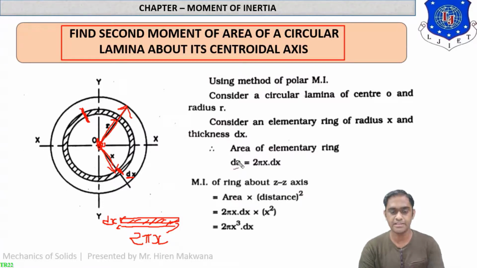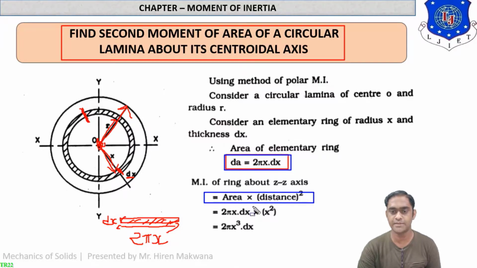So here it is written that the area of the strip is equal to 2 pi x into dx. Hope you are clear with the area of this strip. Now what is the moment of inertia of the ring about the zz axis? About the zz axis, as per the perpendicular axis theorem, moment of inertia equals area into square of the distance. So what is the area of the strip? 2 pi x into dx.